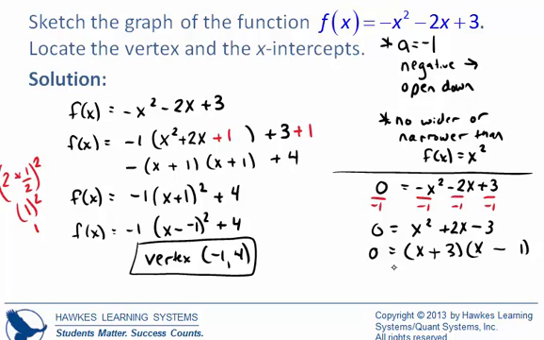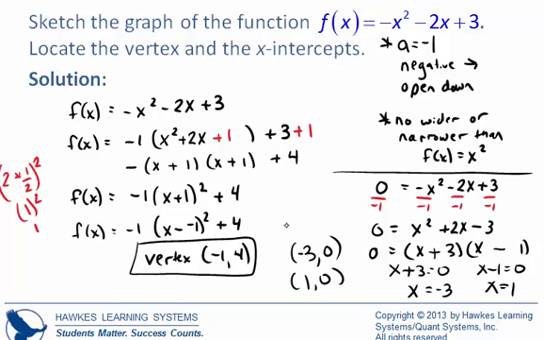So now we can set each of those terms equal to 0, which tells me that I have an x-intercept at negative 3, and I have an x-intercept at 1. So my x-intercepts would be the points negative 3, 0, and 1, 0.